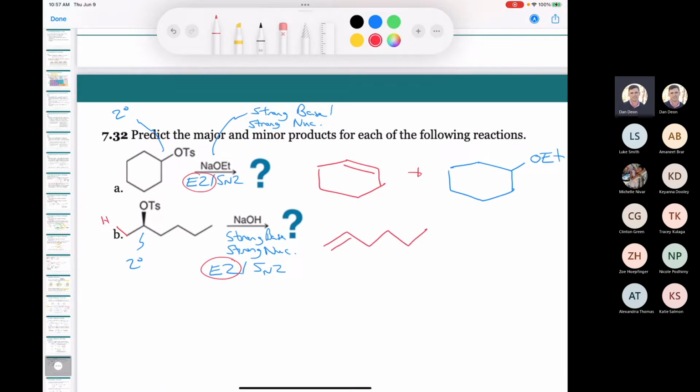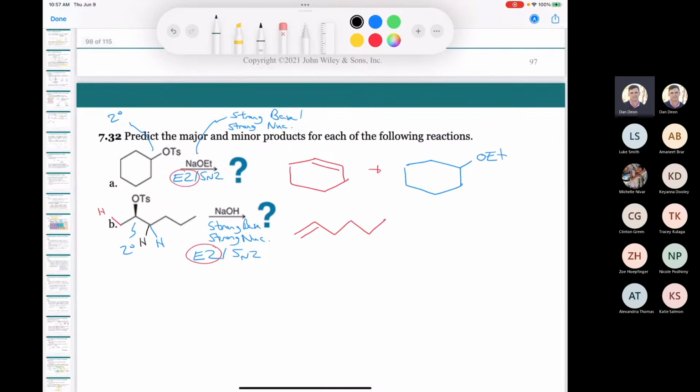We'd have our double bond here. But if we pull off the beta proton, or off of this beta carbon, we can end up with a mixture of cis and trans. So let's draw both of them. I'll start by drawing the trans, which should be this 1, 2, 3, 4, 5, 6. And then we're also going to get the cis 1, 2, 3, 4, 5, 6, like that.